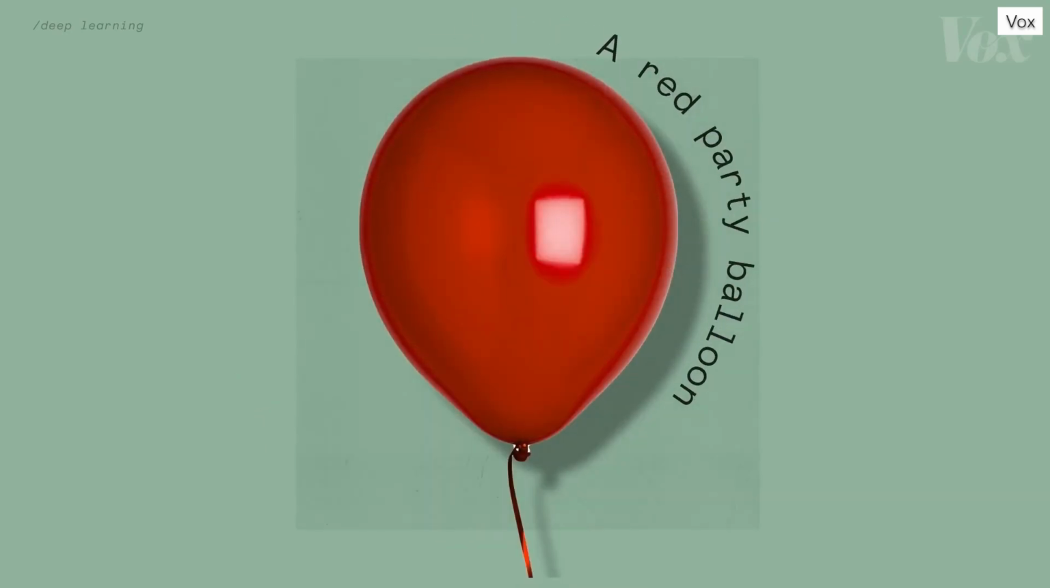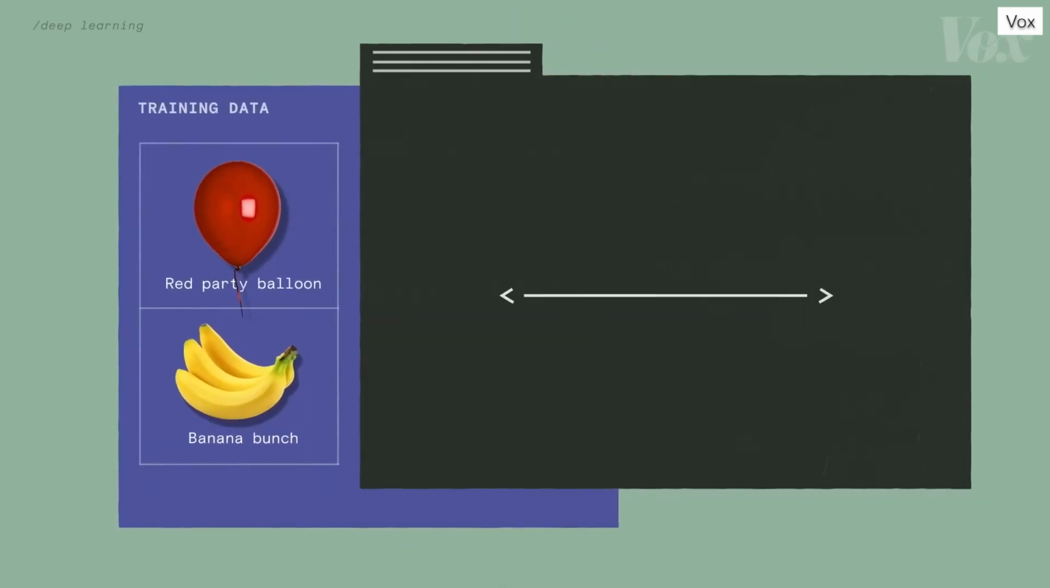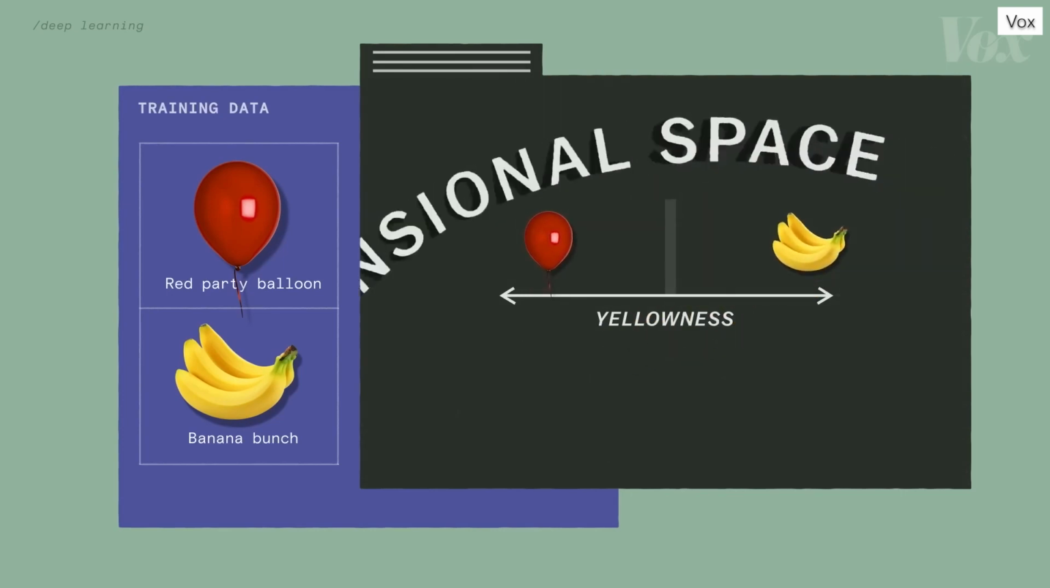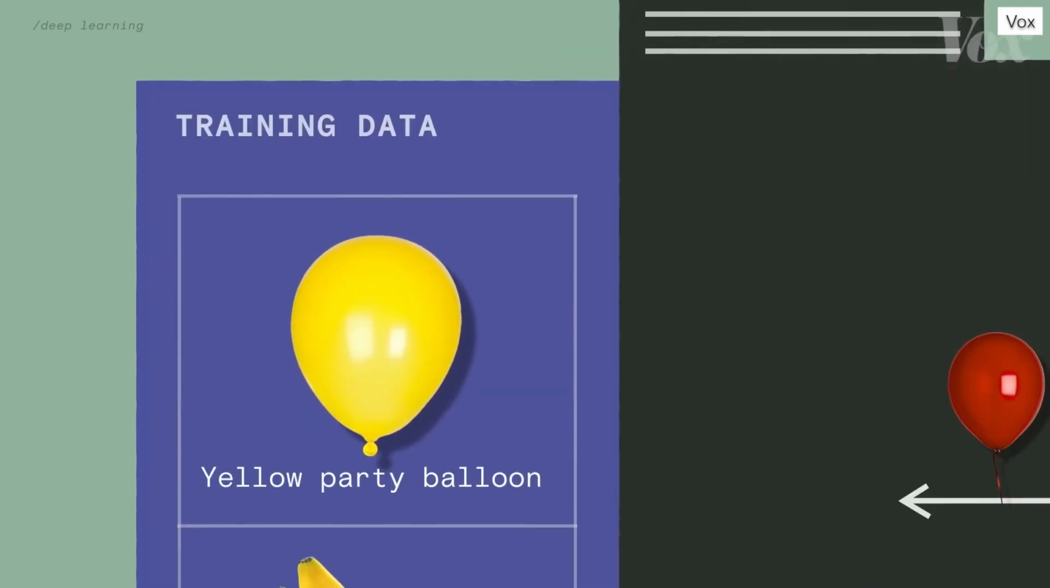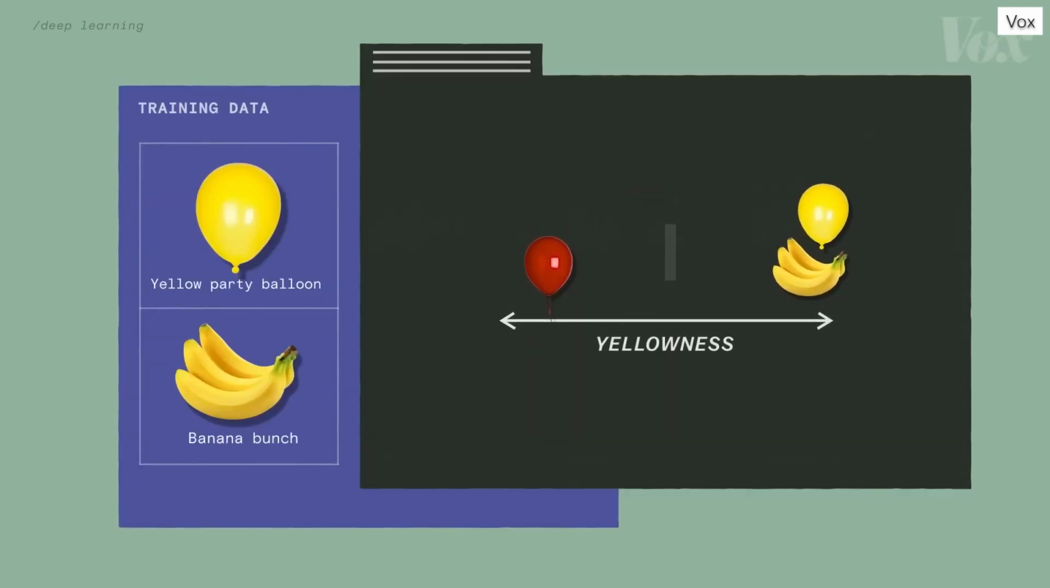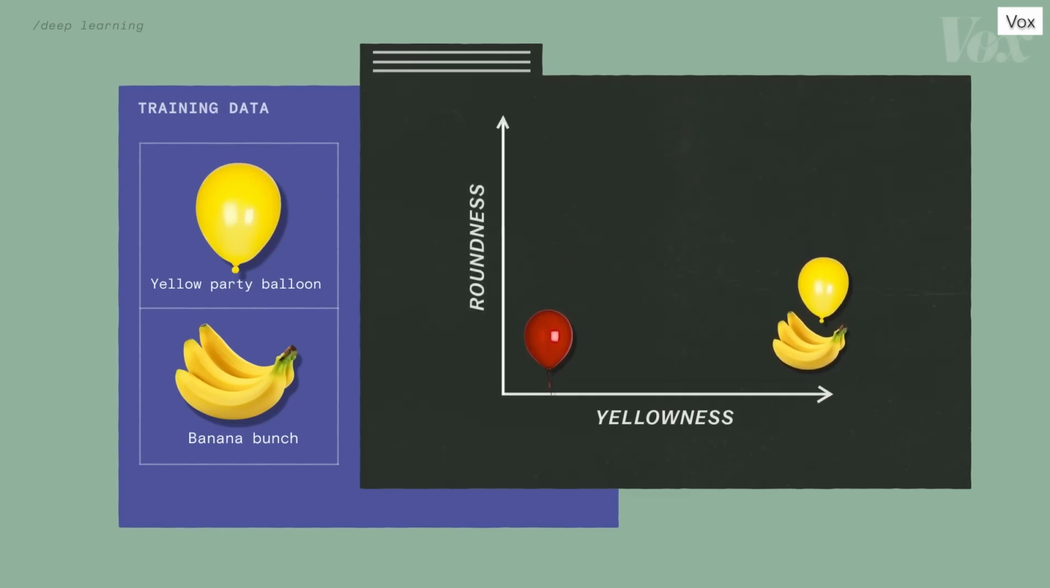In order to understand that this arrangement of pixels is a banana and this arrangement of pixels is a balloon, it looks for metrics that help separate these images in mathematical space. So how about color? If we measure the amount of yellow in the image, that would put the banana over here and the balloon over here in this one-dimensional space. But then what if we run into this? Now our yellowness metric isn't very good at separating bananas from balloons. We need a different variable. So let's add an axis for roundness.